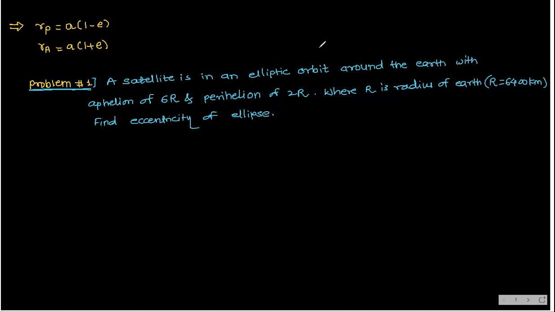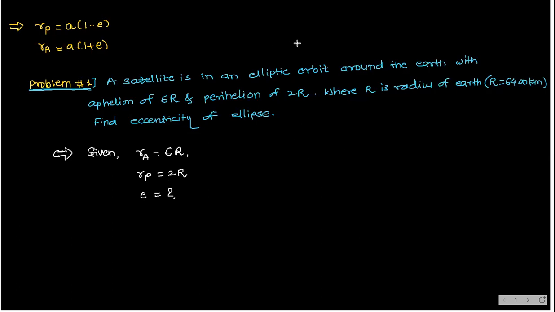First of all, see how to solve this question. Given is RA is equal to 6R and RP is equal to 2R. And what he is asking, eccentricity is equal to how much?